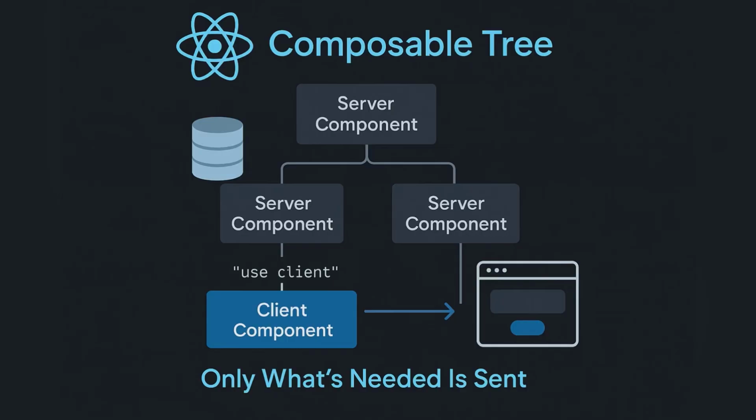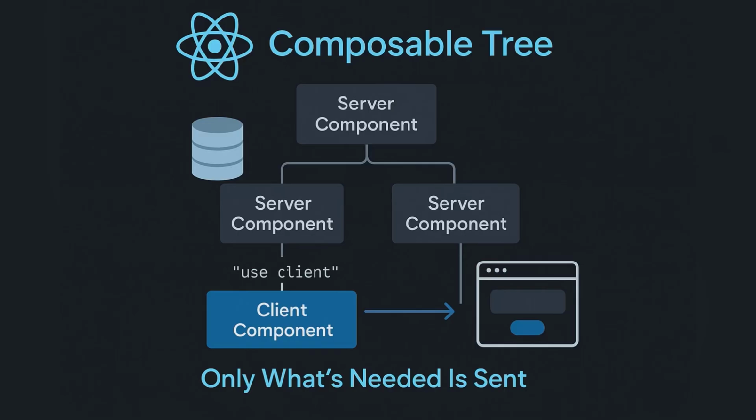How do you mix server and client components together? One of the most powerful features of React Server Components is composition, the ability to blend server and client logic in the same tree. By default, components in an RSC tree are treated as server-only. They can fetch data, perform secure logic, and render to static HTML, all without being shipped to the browser. But interactivity, like buttons, modals, or animations, requires client components. You mark these with a use client directive at the top of the file.